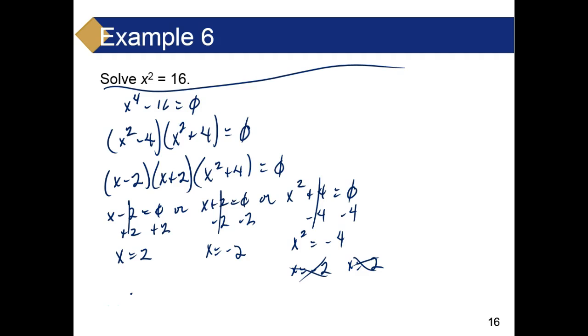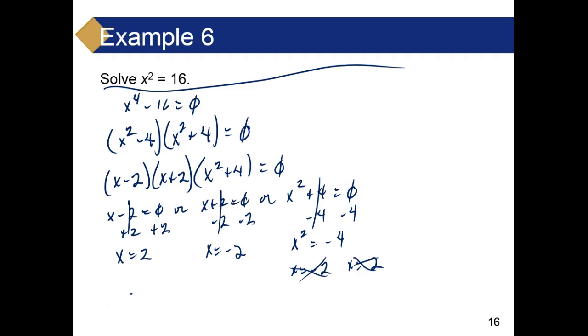We just tried those and they didn't work, didn't they? Guess what? When you square any real number, positive or negative, you get a positive number. How in the world are you going to get a negative number? Not in the real number system.